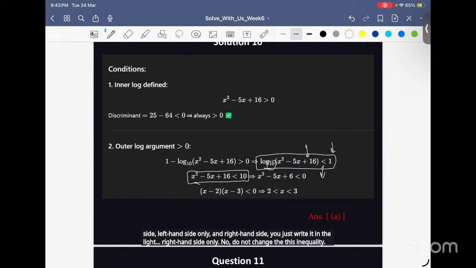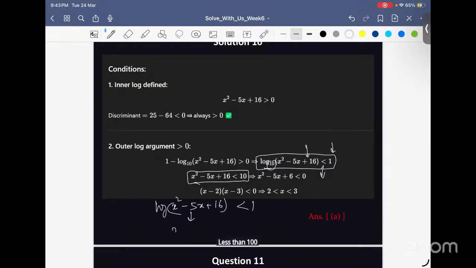If the base is greater than one, like here it has been written, log of x square minus 5x plus 16 less than 1, you write this here only, x square minus 5x plus 16. And then you write it as 10. The thing is that I'm struggling with the inequality concept part.